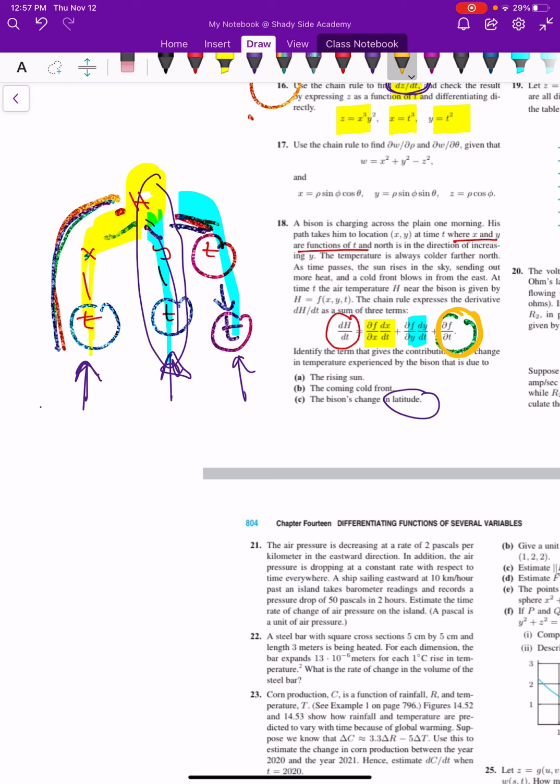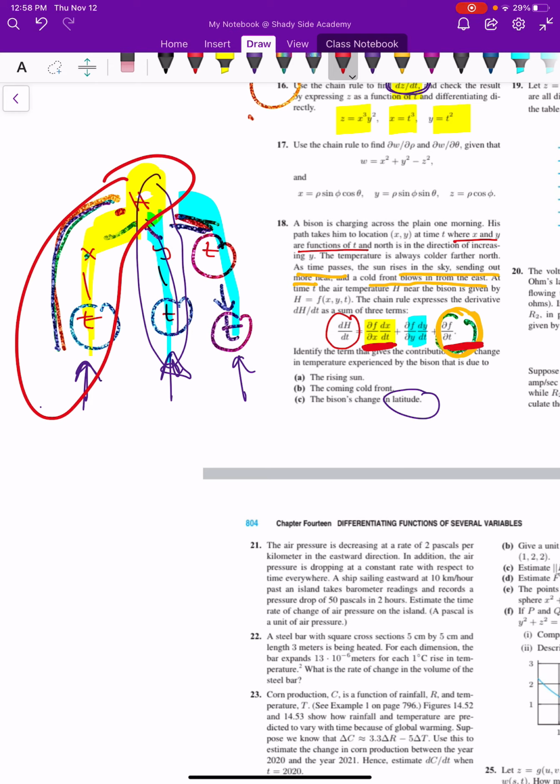The coming cold front. I think that's just the most stupid question, because the cold front blows in from the east. So the cold front blows in from the east. I would argue that could be one of two options, because as time passes, the sun rises in the sky, but also a cold front blows in from the east. So for the coming cold front, I would accept either this term or this term, because if the cold front is blowing in from the east and your bison is traveling easterly, then it's going to get colder. So I'd say there's some vagary there.